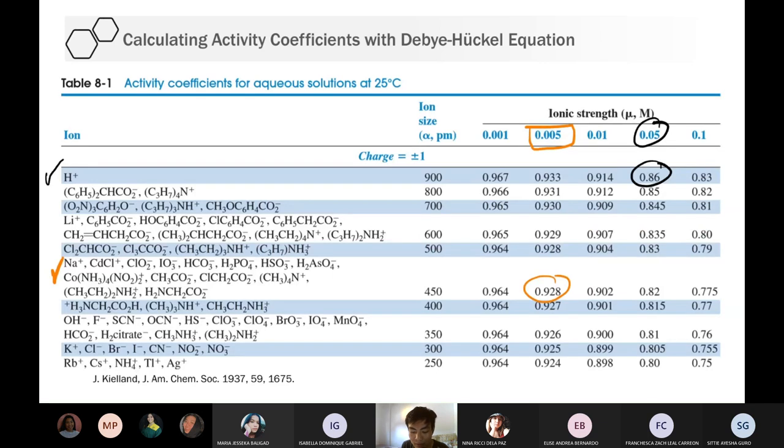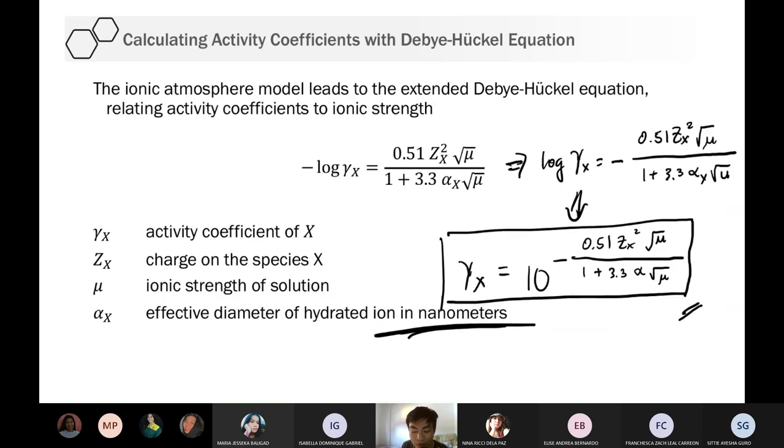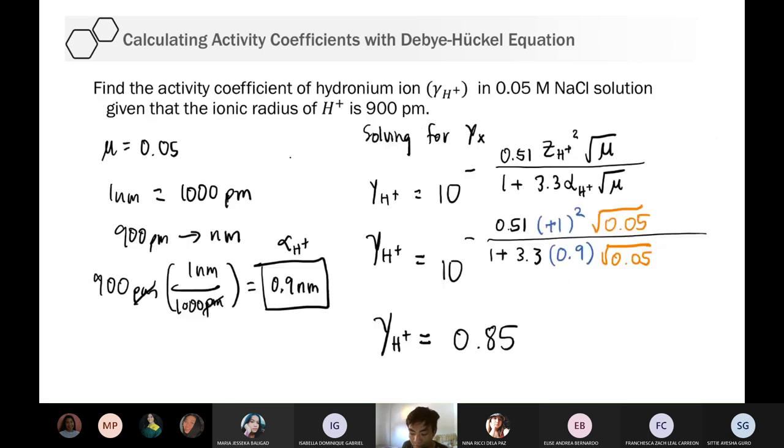So, ang purpose lang netong table na to is for us not to suffer anymore. No more pain. No? Run free. Ganun na lang. Wala nang hinanakit sa Debye-Hückel. So, pinakita ko lang kanina yung purpose ng Debye-Hückel. This is used to calculate for gamma. As long as you know the ionic strength, the charge of the ion na gusto mo, and yung kanyang ionic sphere. Okay? So you can use that to solve for gamma.